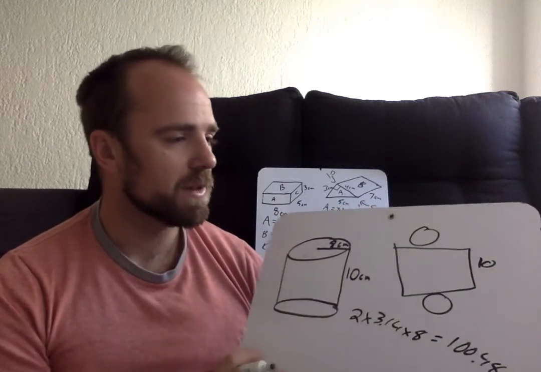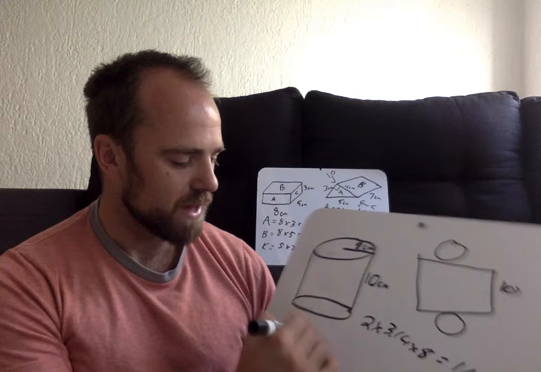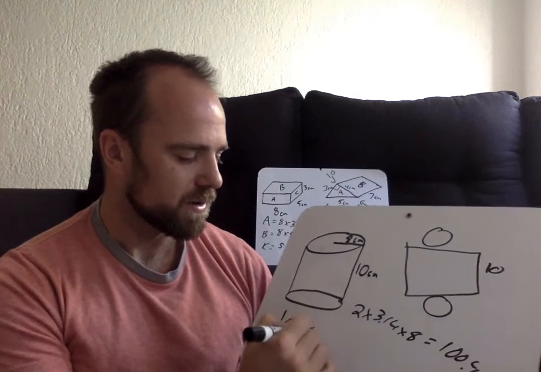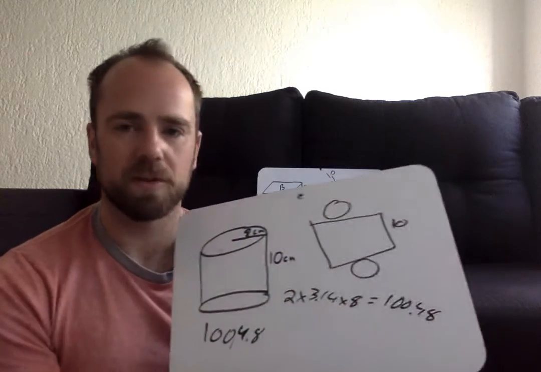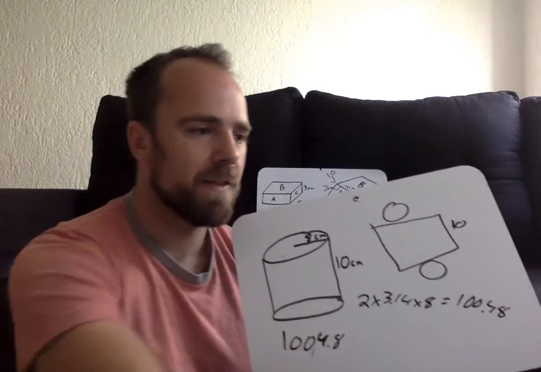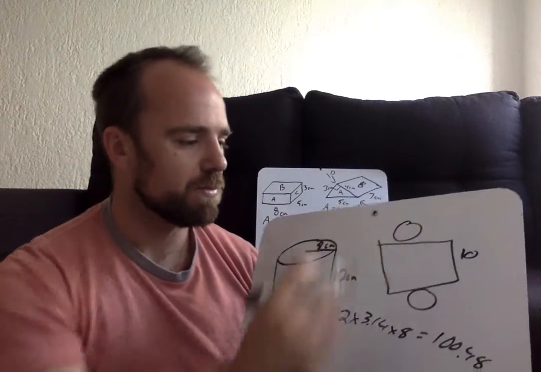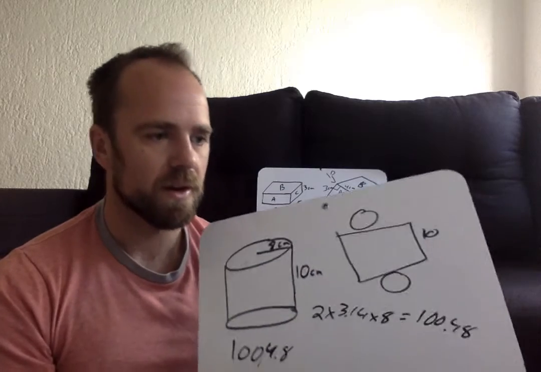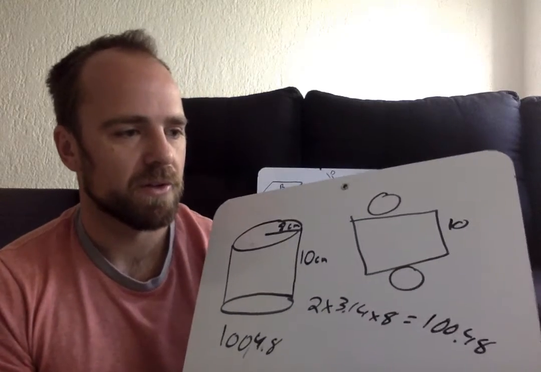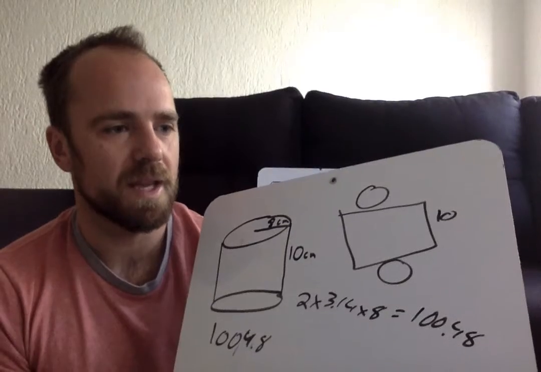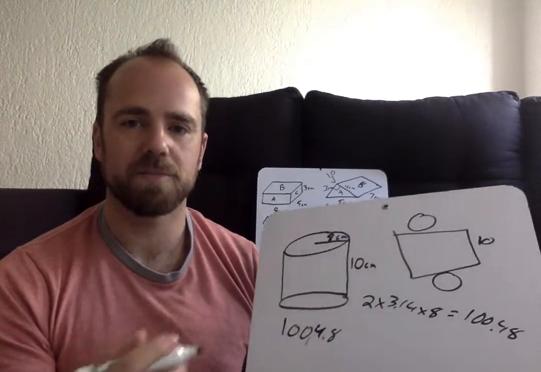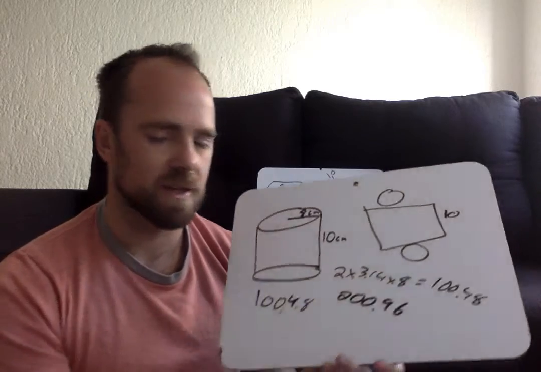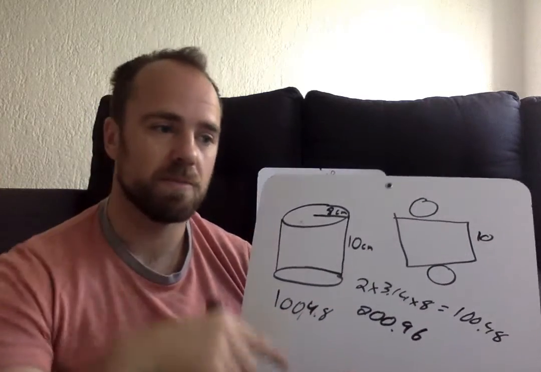Now I can multiply that by 10, so I get 1,004.8 when I multiply this by 10. And then the last thing I need to do is figure out the area of both the circles. So area equals pi r squared. In this situation I have to go 3.14 times 8 times 8, because I have to multiply the radius by itself. And I end up getting 200.96. Now that's the area for one circle. I have to multiply that by 2.